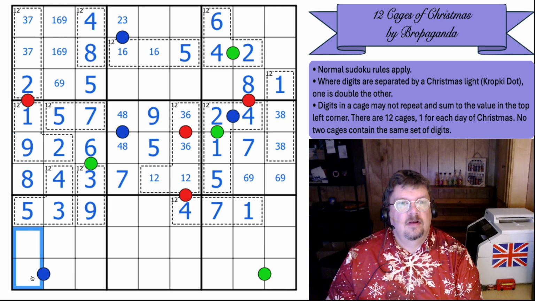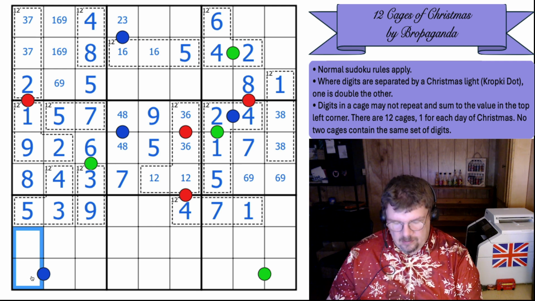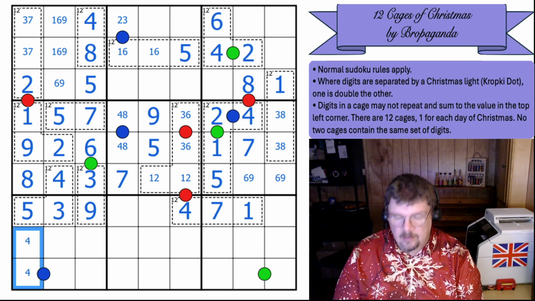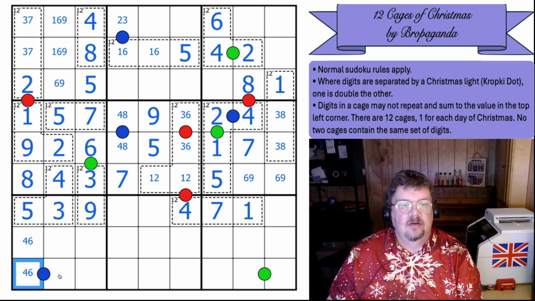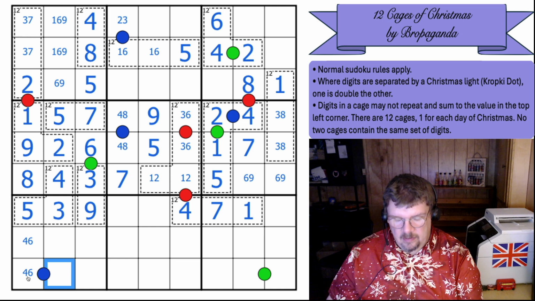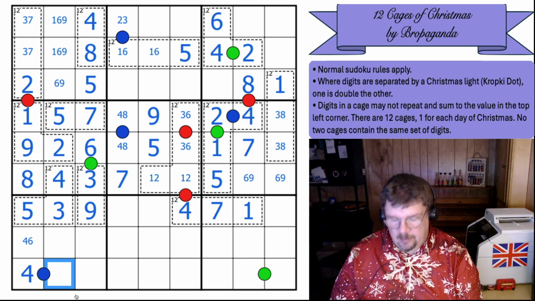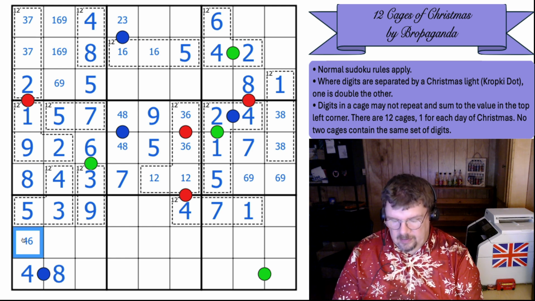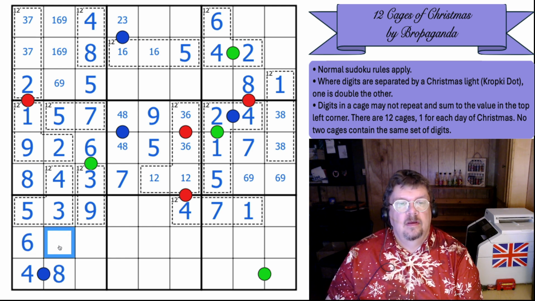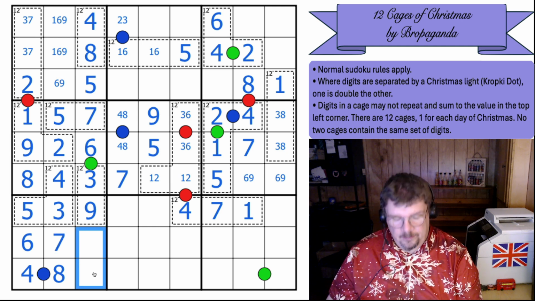These two digits are now 4 and 6. But that can't be 6, or that would be 3. So that's 4. It's not a 2 by Sudoku, so that must be 8. That's a 6. The only digit left in the column is a 7, and that makes that a 1-2 pair.